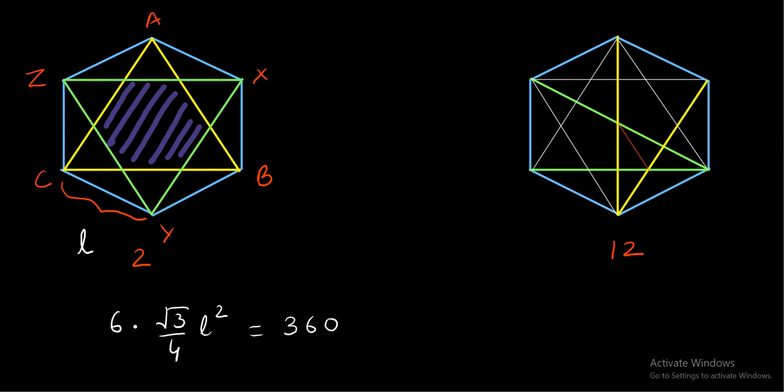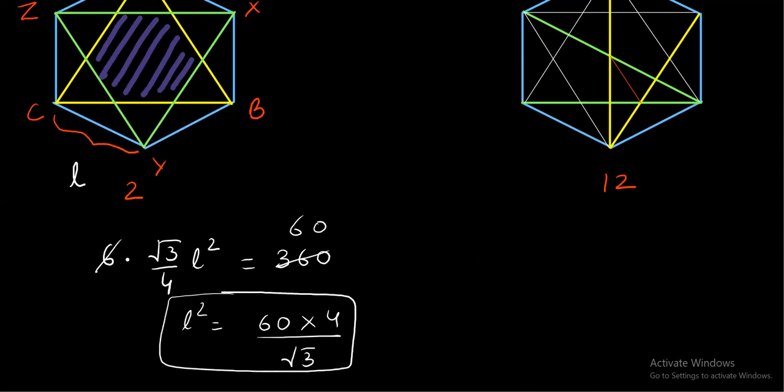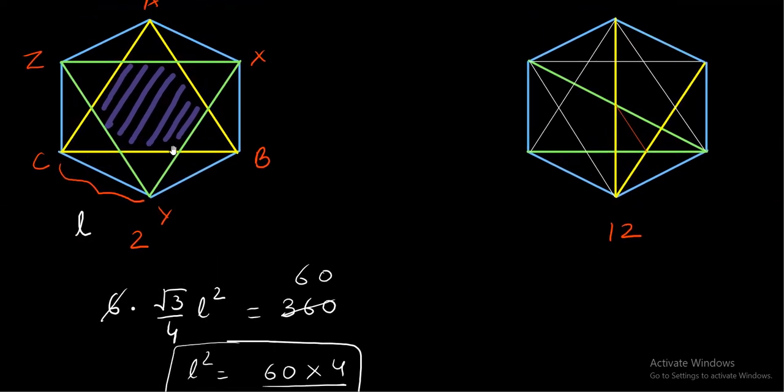And now completing the calculation part, this gives me 60. I have the value of L square, so I'm just going to keep it as it is. 60 into 4 divided by √3. This is the value for L square that we have. ठीक है, ये आपके पास L square की वैल्यू आ गई है. ये L square की वैल्यू है, तो basically what I need is the side length for this hexagon.